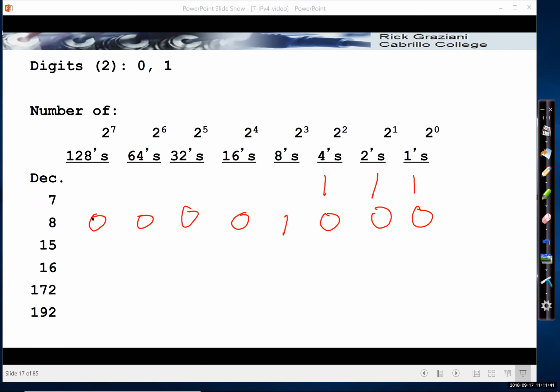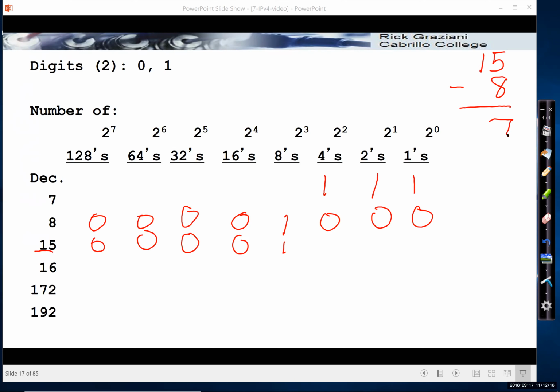How about 15? Well, if I look at 15, let's see. How do I do 15? Let me go over here. 15. All right. And no, it's not going to use any of 128, a 64, 32, 16. It just won't fit. I only have a choice, 0 or 1. Will 8 fit into 15? Yes, it will. So I have to subtract that from my 15 because I've taken care of it with 1, 8, and I have 7 left over.